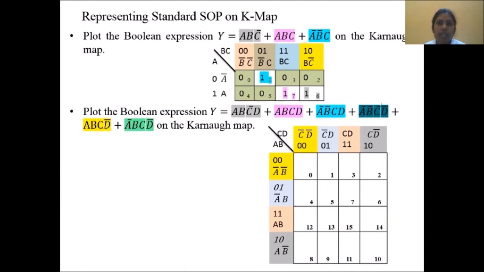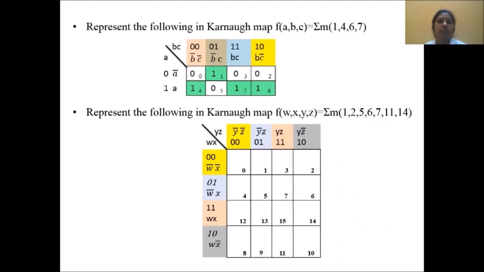Similarly, for a four variable K map, the equation involves four variables A, B, C and D. Likewise, seeing the expression, for the corresponding terms, the output should be marked as 1. The remaining terms should be marked as 0. In this way, the elements have to be filled inside the K map. So here the min terms are directly given. The first one is 1, 4, 6, 7. For these elements, the output is 1, remaining 0.